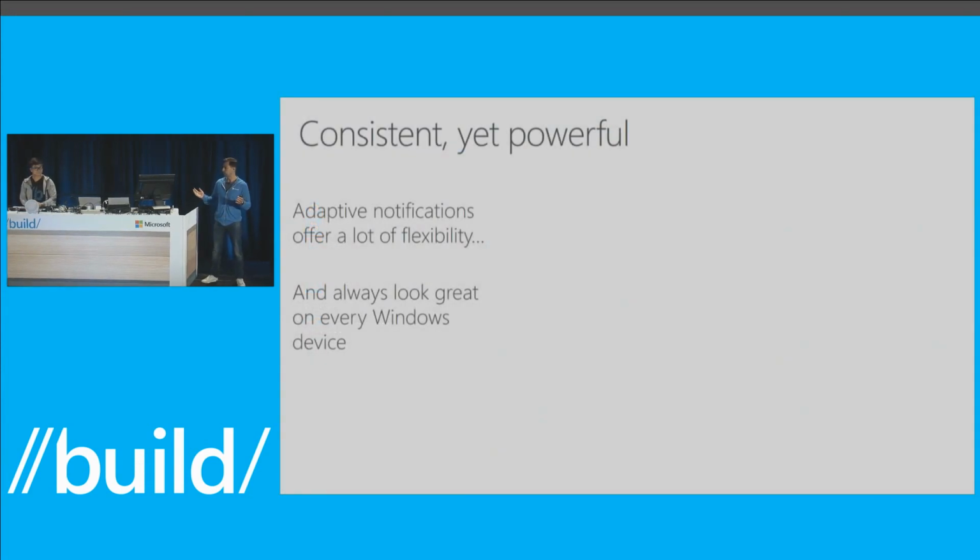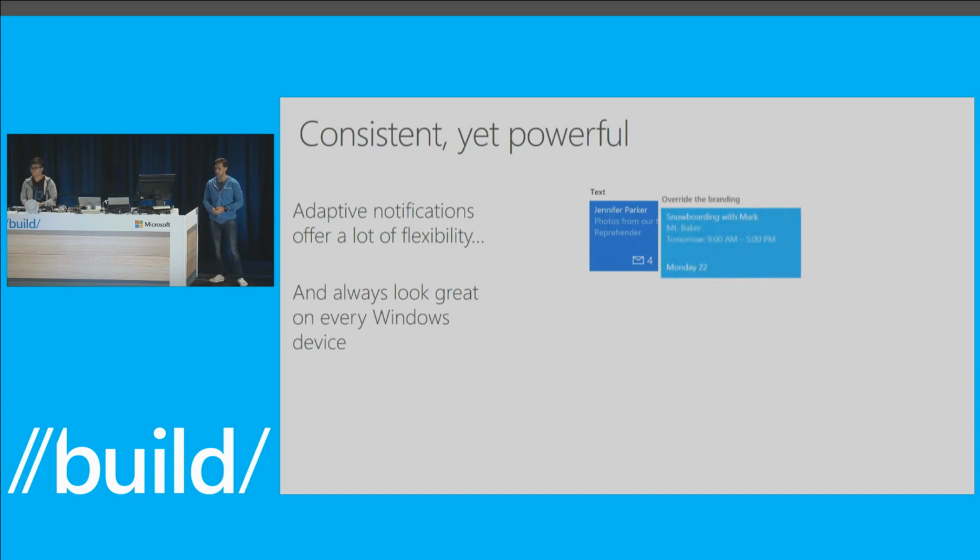But as a quick recap, and there's very little recap in this talk, just to level set for people who might be new to the notification space. Adaptive notifications had a goal that they're consistent yet powerful. So if you have a text-heavy tile, great. We give you all the built-in text styles of the universal platform. You can override the branding, so customize some of those areas like your logos.